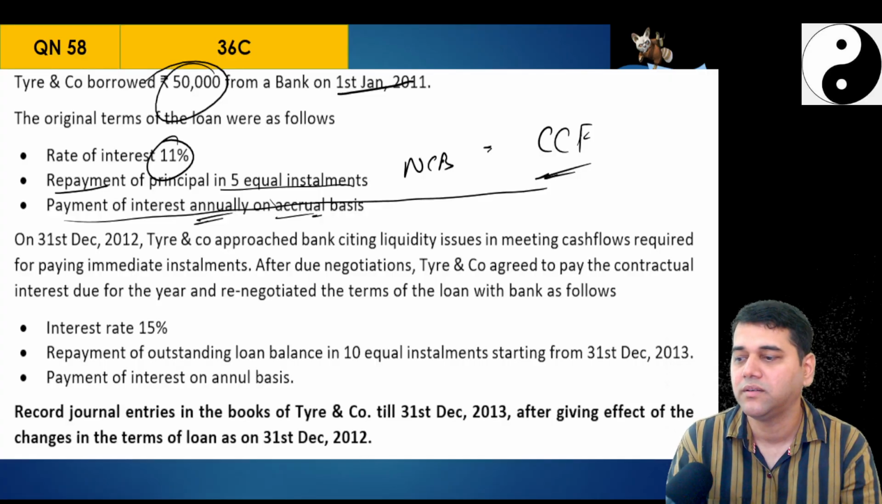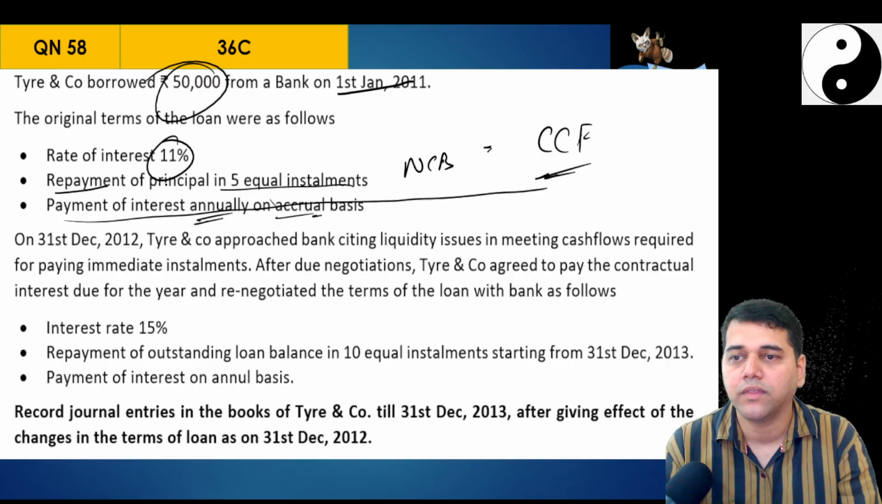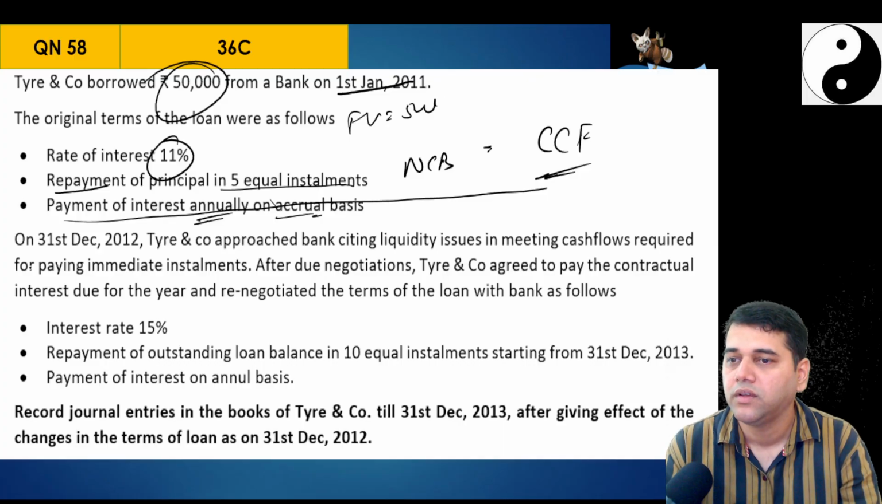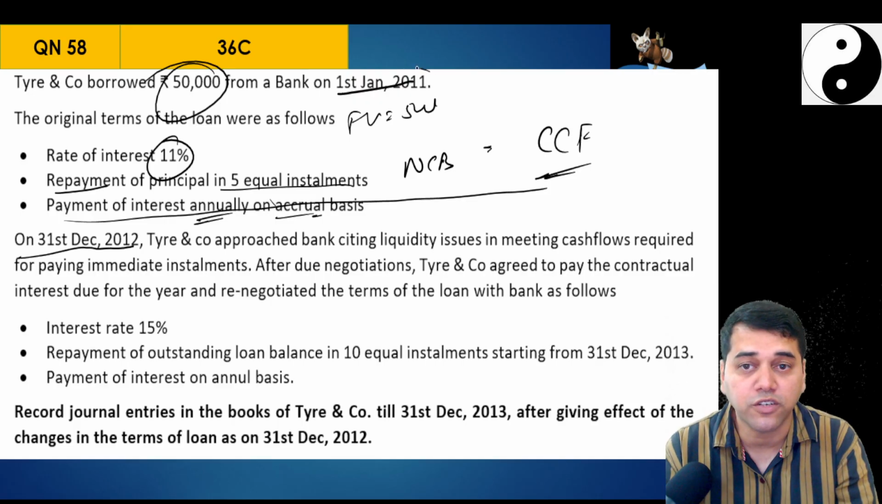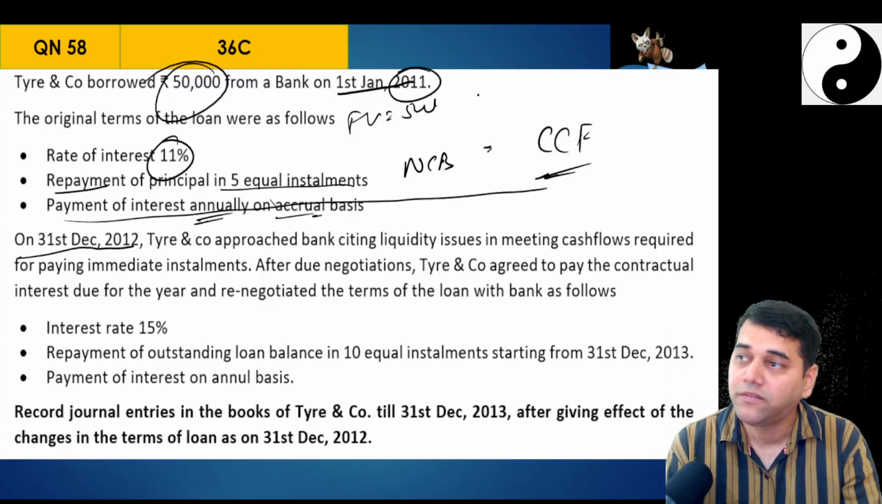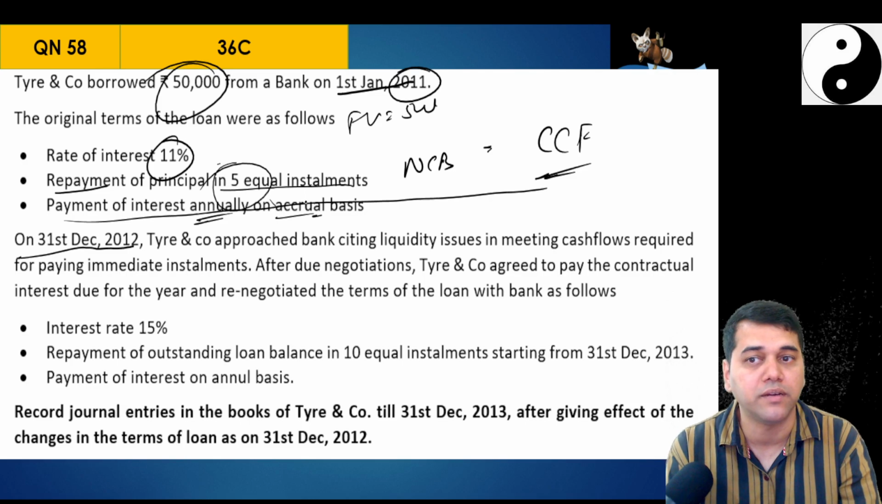That means there is no difference. Okay. So fair value will be 50,000. On 31st December 2012, when you took the loan on 1st January 2011, the first year finished, you must have paid the interest and one installment.